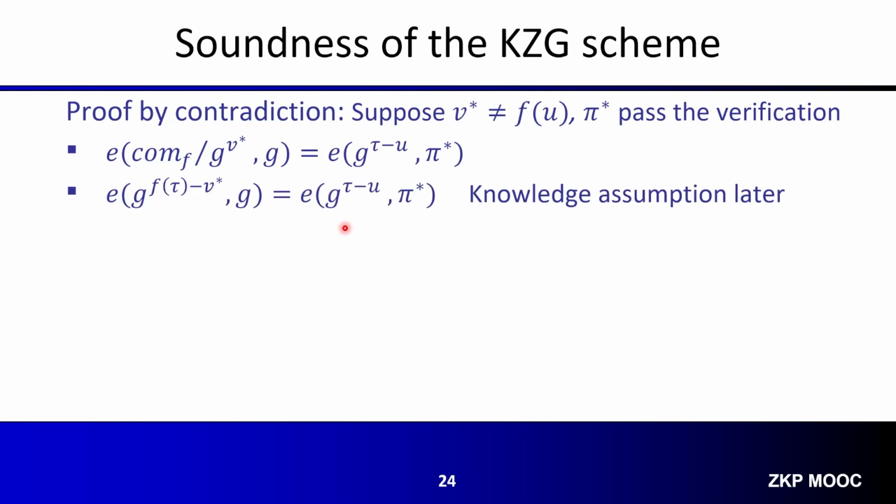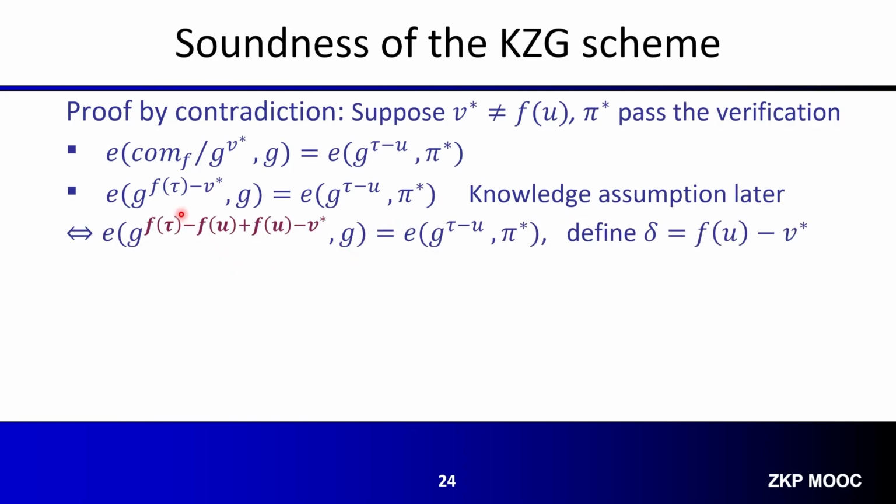Next, I'm going to cheat a little bit and write this commitment as g^f(τ) for some polynomial f known by the adversary. And this is actually a big assumption, because for a randomly generated number as a commitment, you cannot always write it as g^f for some f known by the adversary. We need a so-called knowledge assumption to really make it happen. I'm going to explain it in detail later in the lecture.